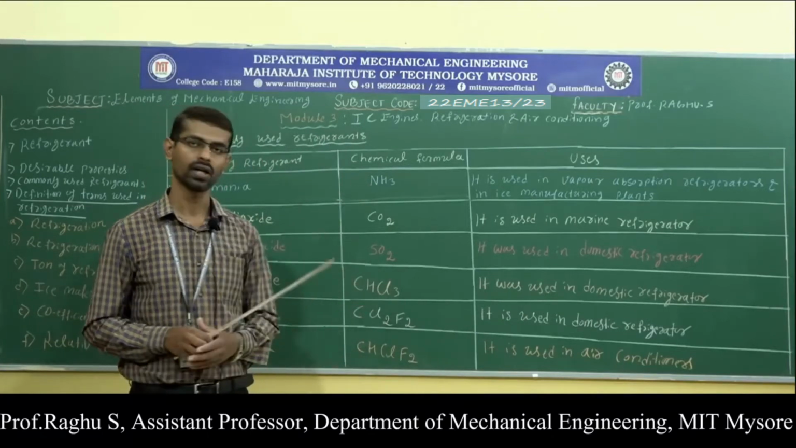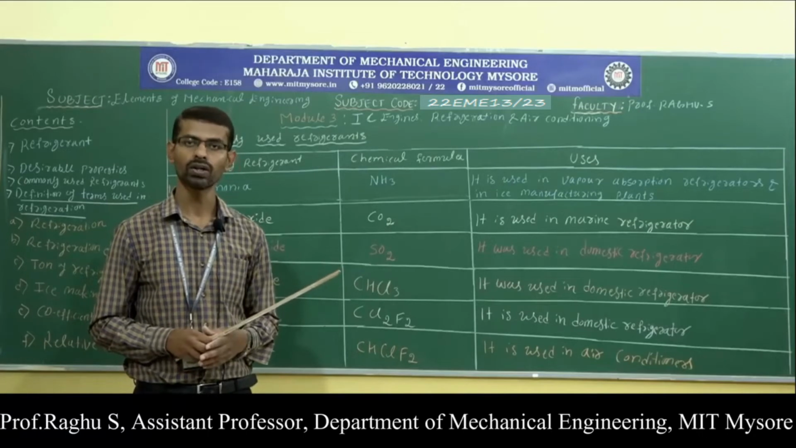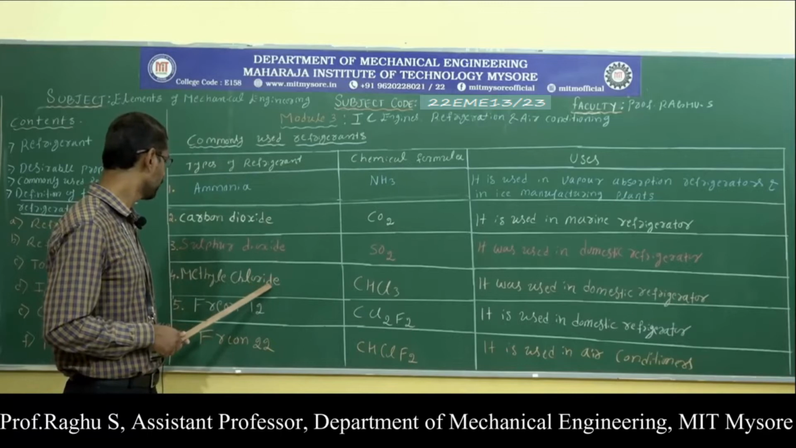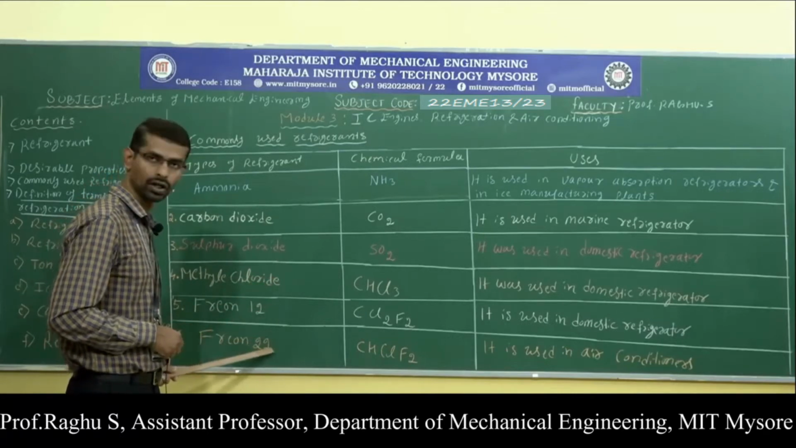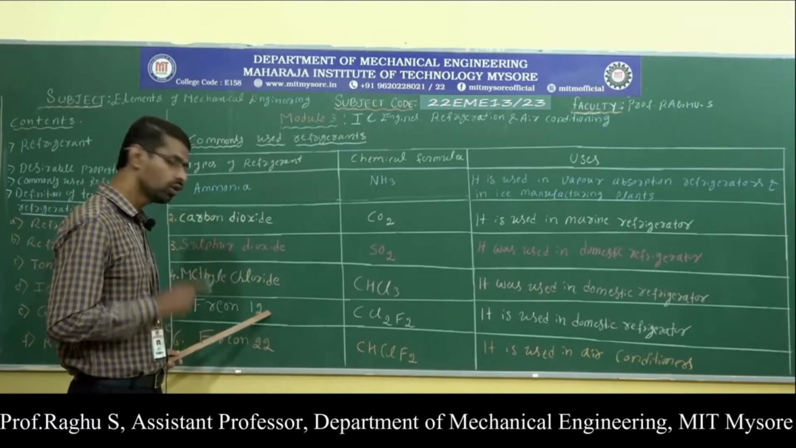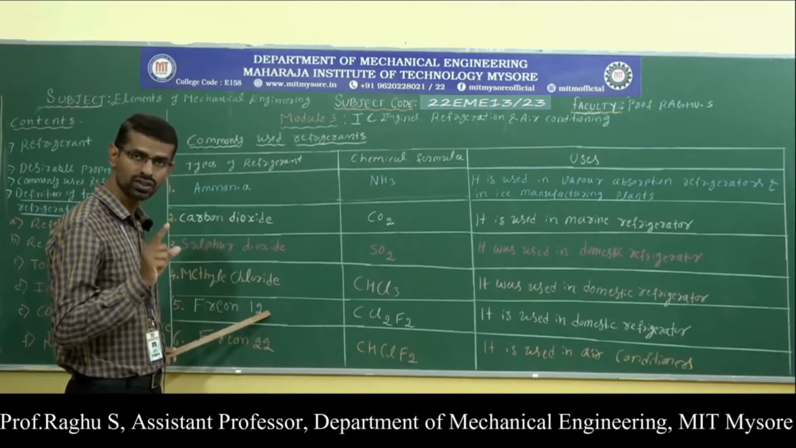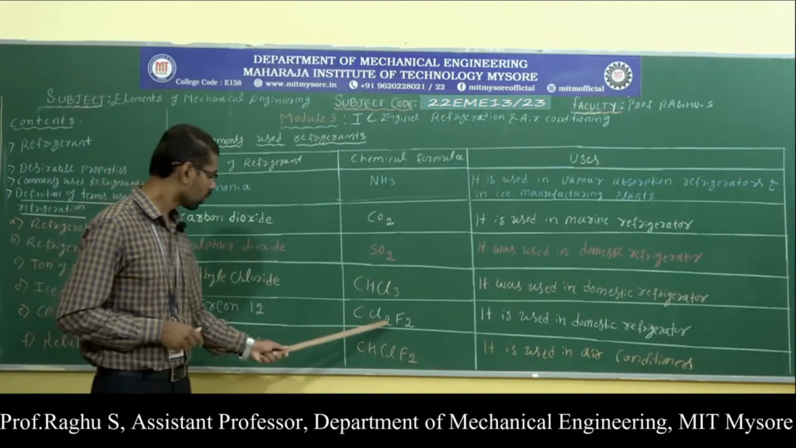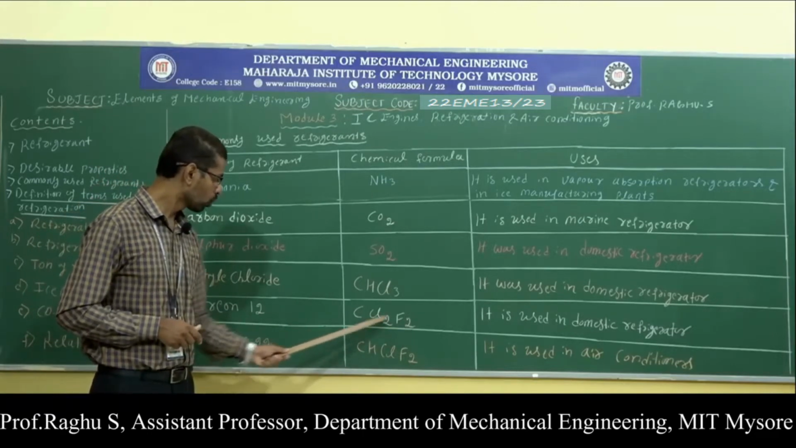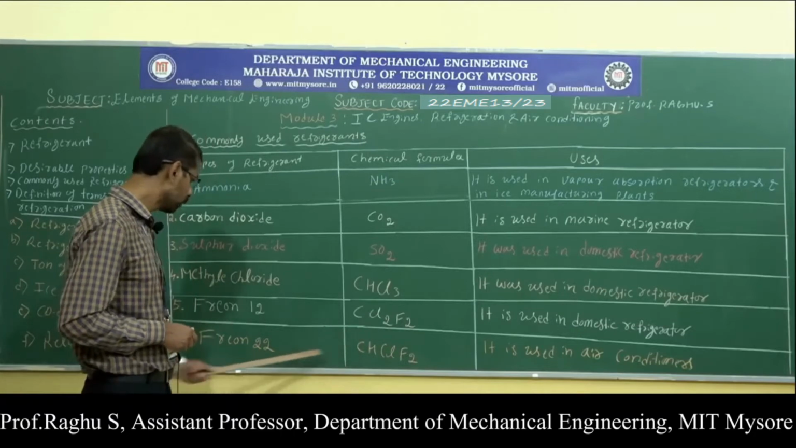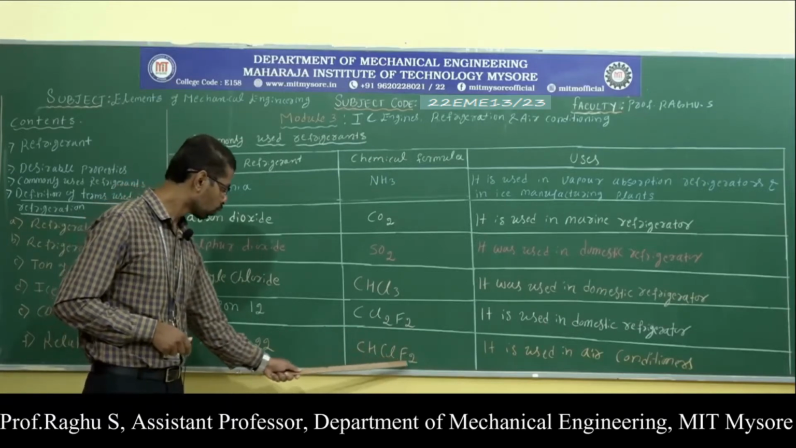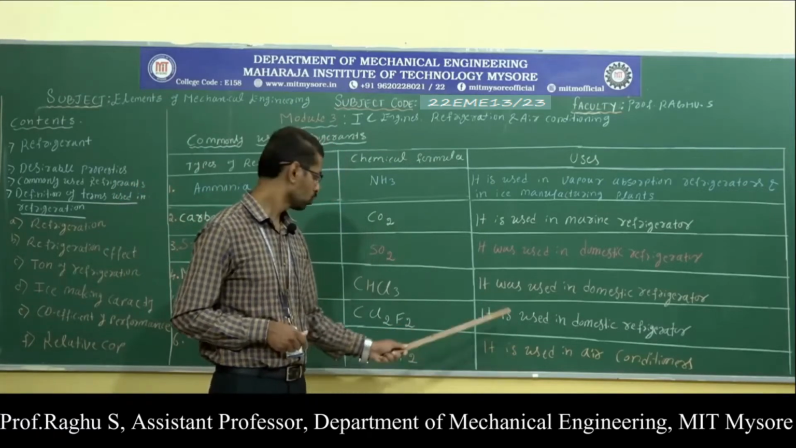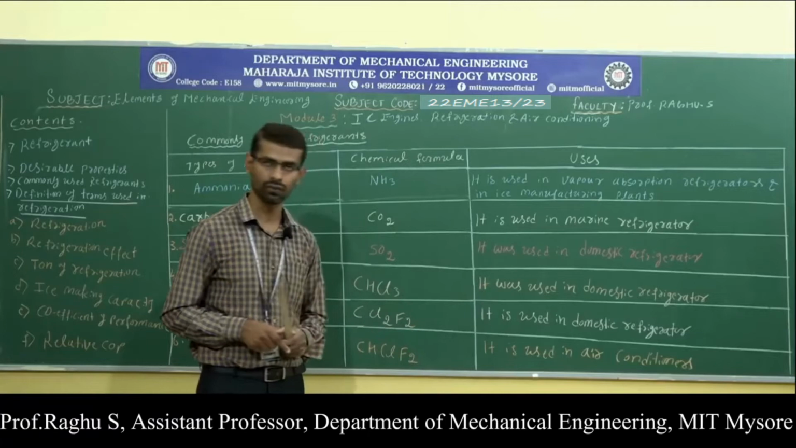So these are the commonly used refrigerants: ammonia, carbon dioxide, sulfur dioxide, methyl chloride, Freon 12 and Freon 22. Freon 12 refrigerant, dichloro-difluoromethane, is used in the domestic refrigerator. Freon 22, monochloro-difluoromethane, is used in air conditioners, whereas Freon 12 is used in domestic refrigerators.